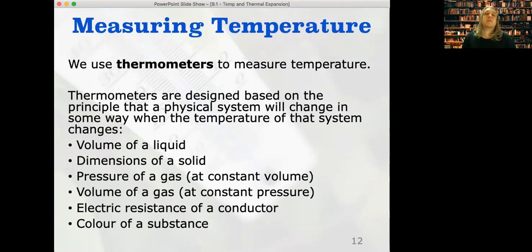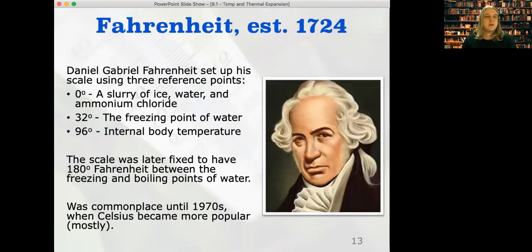So thermometers were designed to do that. They use thermal expansion, which we're going to talk about more in the second half of this lecture. But they use thermal expansion to measure the comparative temperature of objects. So we'll come back to that soon. So coming up with a temperature scale.